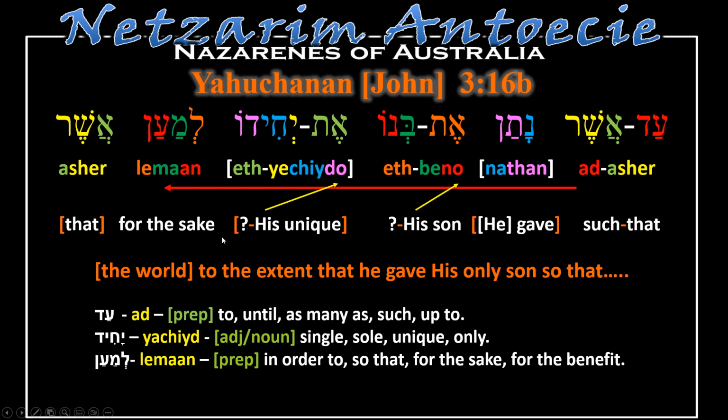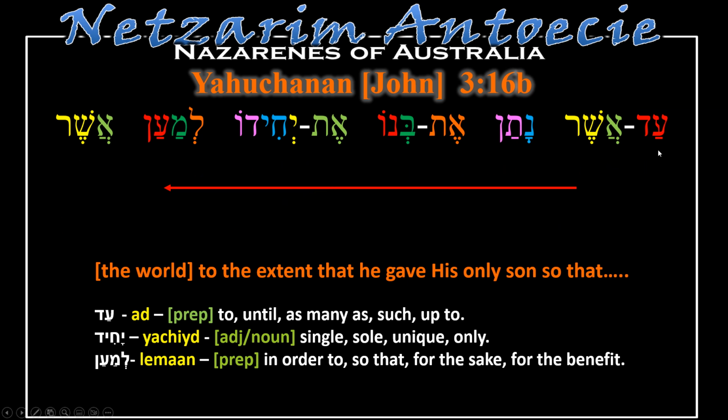Lema'an, again, for the sake, asher, that. The reason I use that one, not so that, is that the following word is that. So I put for the sake, for the benefit, that. And I've given you down here, lema'an as a preposition, in order to, so that, for the sake, for the benefit. Again. Right, so the normal translation, the world. So he loved the world. To the extent that he gave his only son, so that.